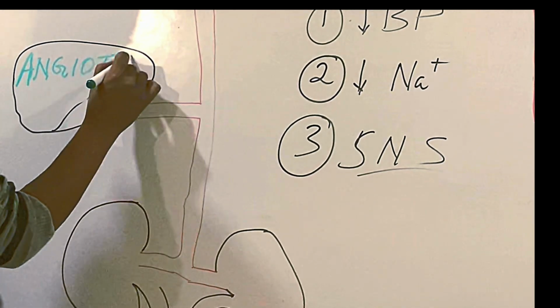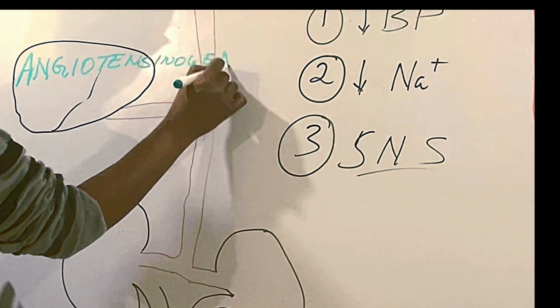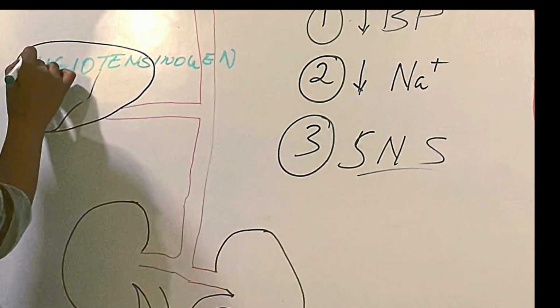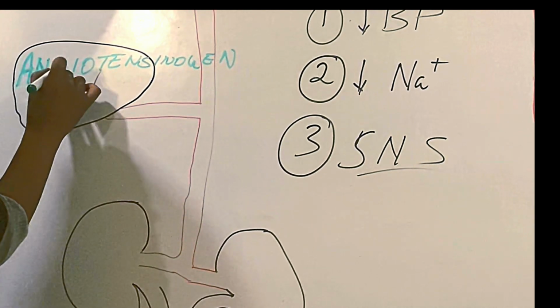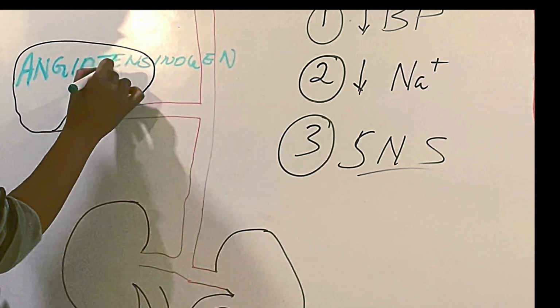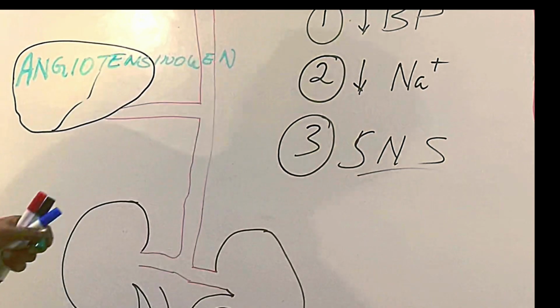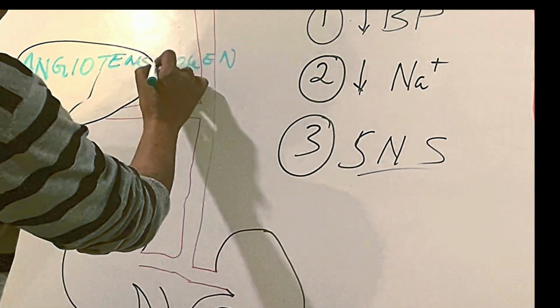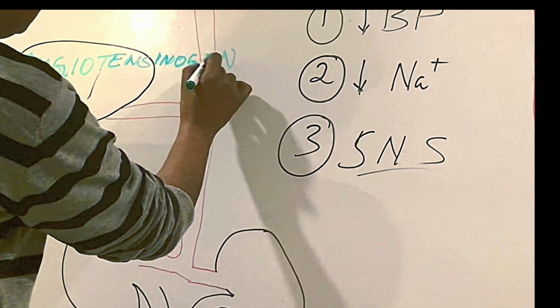Angiotensinogen. This is produced in the liver, and some of what is produced is also present in the bloodstream. It's called angiotensinogen. I hope it is clear and visible to you.